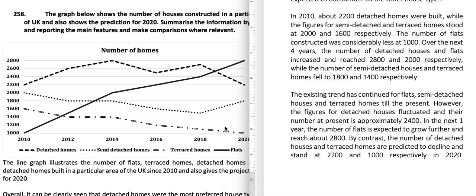So at present, somewhere between 2018 and 2020, this is the present time, their number is 2,400. In the next 1 year, the number of flats is expected to grow further and reach about 2,800. By contrast, the number of detached houses and terraced homes are predicted to decline and stand at 2,200 and 1,100 respectively. So this is about 1,100 and this is about 2,200.